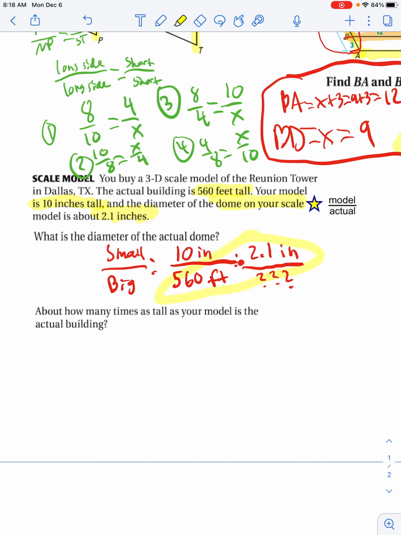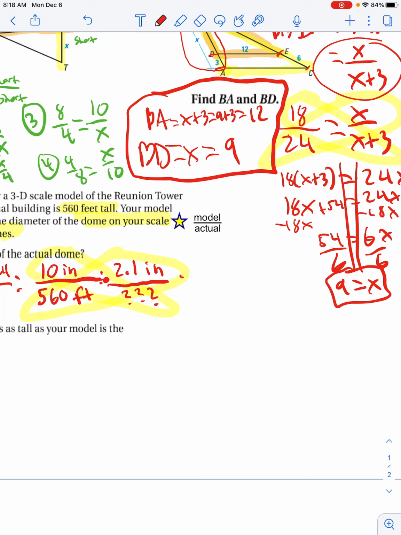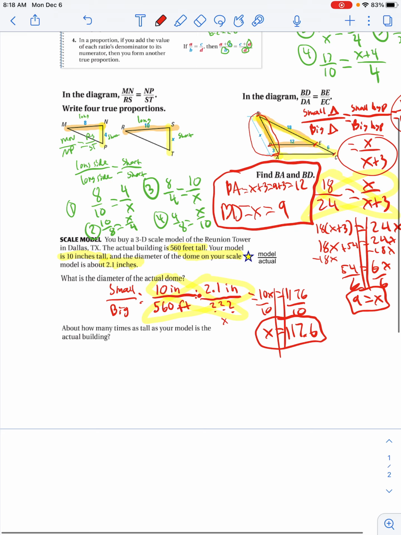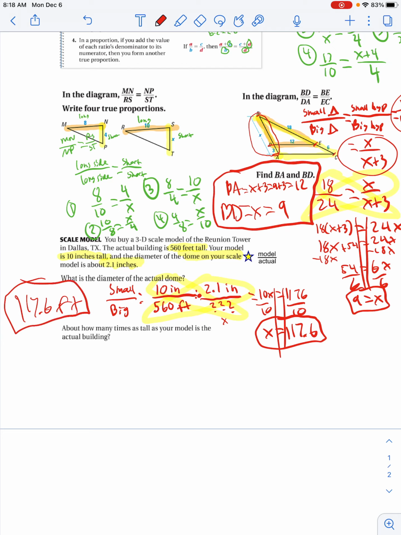So I'm going to cross multiply. When I do this, I'm going to end up having inches divided by inches, and they're going to cancel out. I'm just going to call this X. 10X equals 560 times 2.1, which is 1,176. When I divide by 10, I get X equals 117.6. Again, that answer is going to be feet. 117.6 feet.